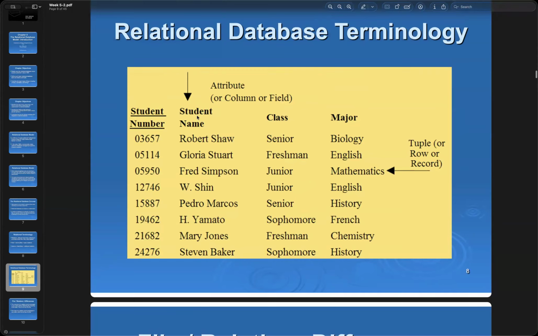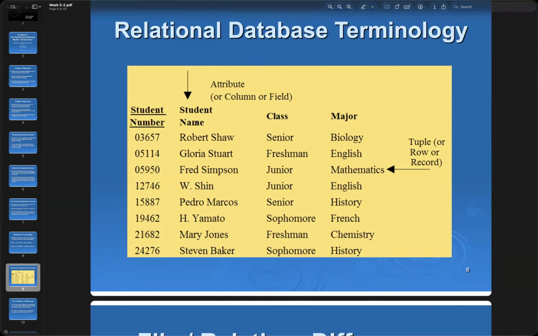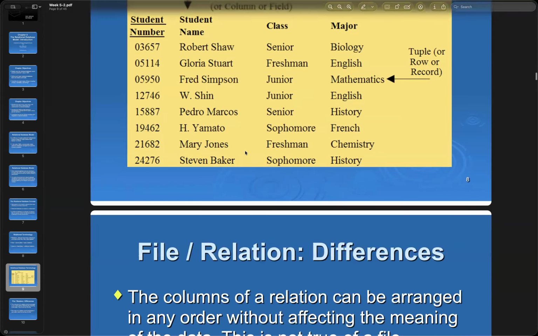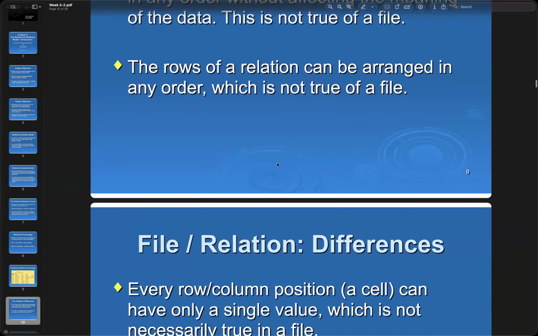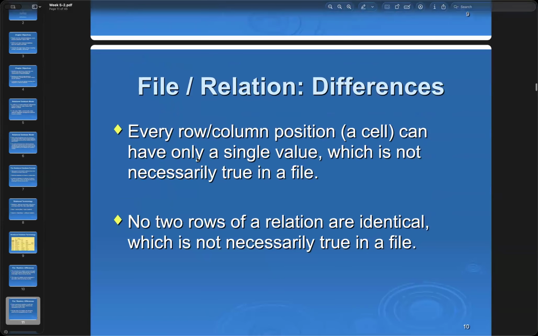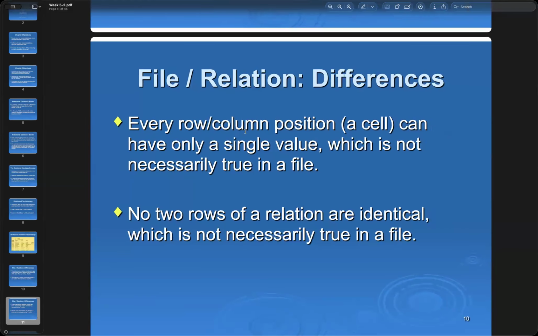Let's say right here, if we have the student name and then numbers, it doesn't matter. It won't affect anything. But in an actual file, it may cause a problem. And also, how about the rows? For every row and column position, a cell can have a single value, which is not necessary in a file. That's how we decide the relation.